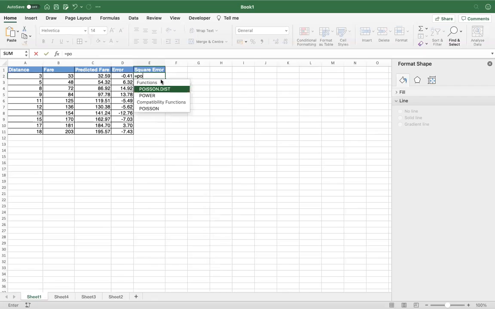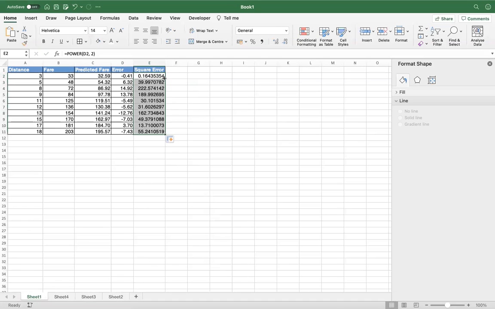So the squared error is nothing but I am just squaring these values. I can take the absolute value also, but in this case, I'm taking the square, and here you go. So this is our squared error.